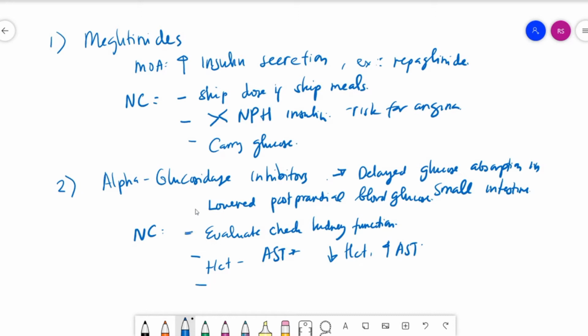Some doctors will decrease the dosage for this one because it works on the GI tract. This one can cause GI upset like nausea. So expect that your provider will decrease the dosage for this particular drug because of its effect on the GI tract. Okay, that's the two classes right there.